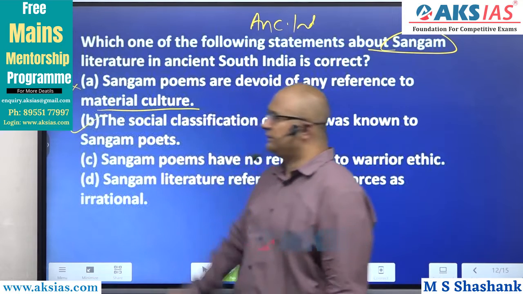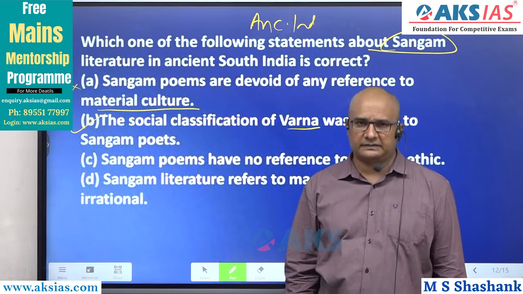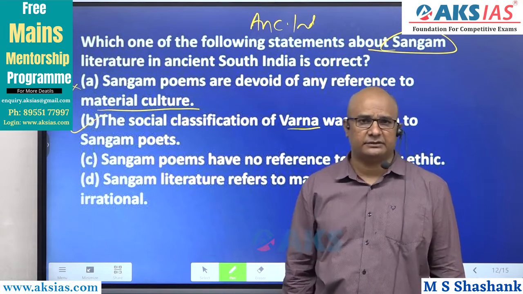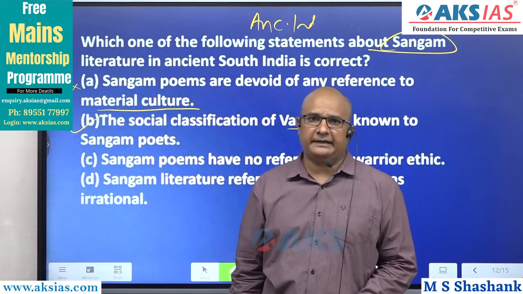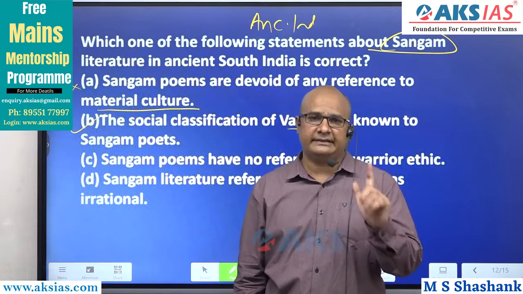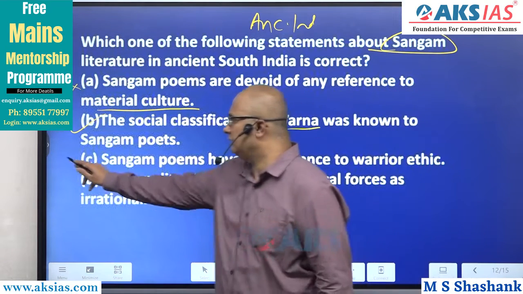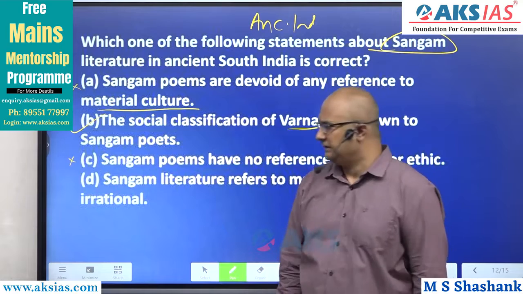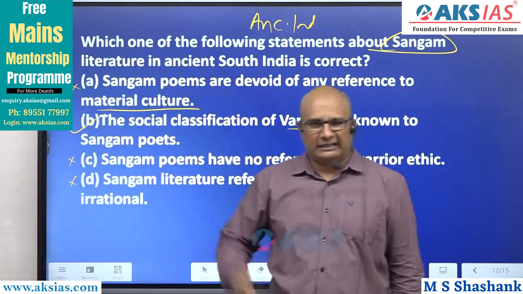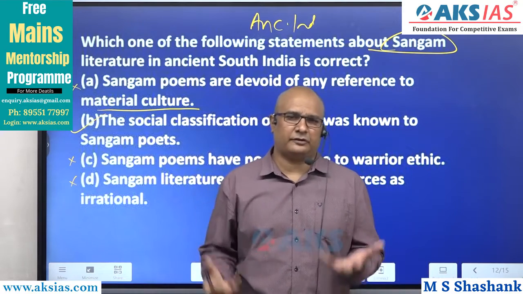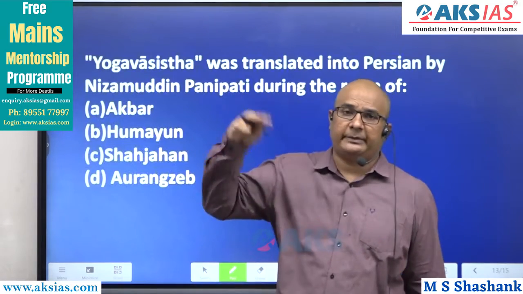The statement 2 is actually the right answer. The social classification of Varna was known to the Sangam poets. Yes. In fact, many of the poets were Brahmins themselves. So although the Varna system was not consolidated in a completely stratified way, still they had awareness of Varna. Yes, they did know about it. The third, the Sangam poems have no reference to warrior ethics. Wrong. It talks a lot of war and all these things. Sangam literature refers to magical forces as irrational. Wrong. They believed in magical forces. Those ancient societies, not only Sangam, most human societies anywhere in the world would believe in magic in those times, because we are talking about periods in BCs.